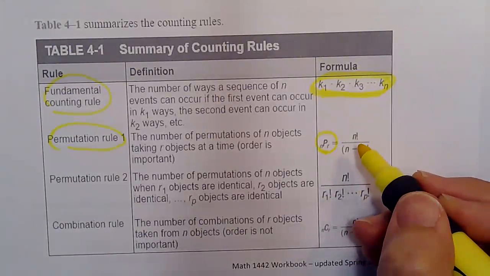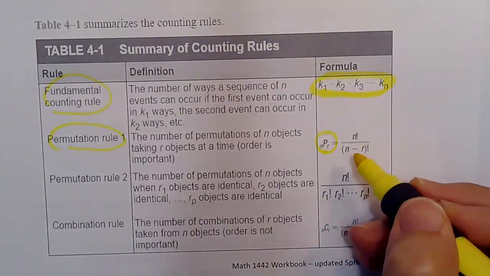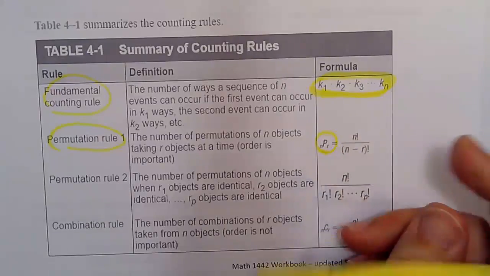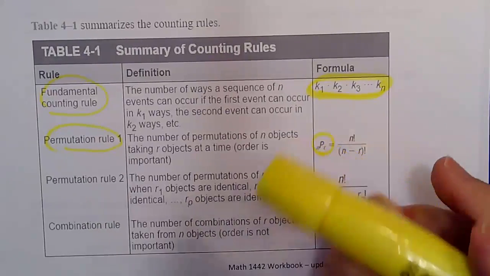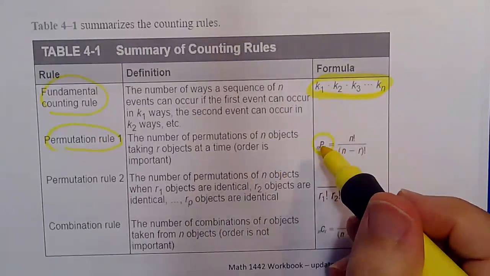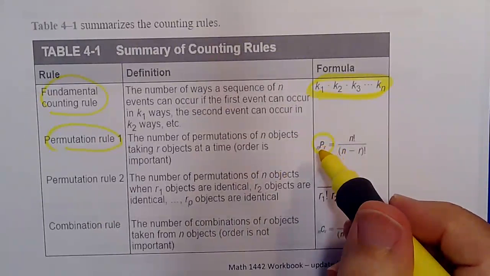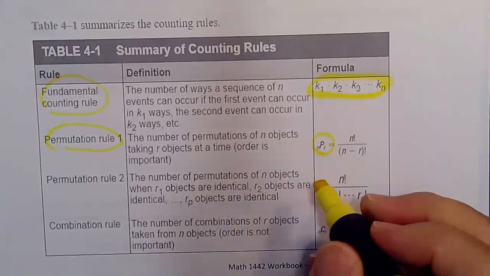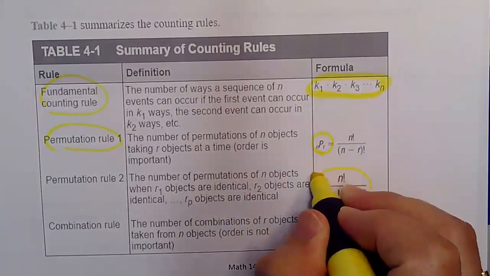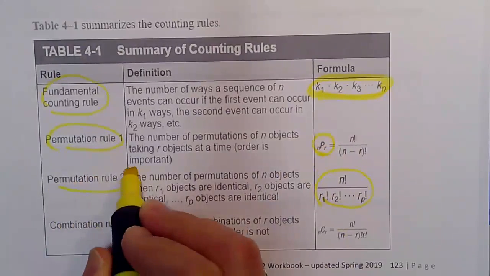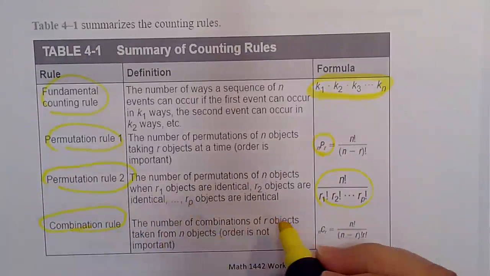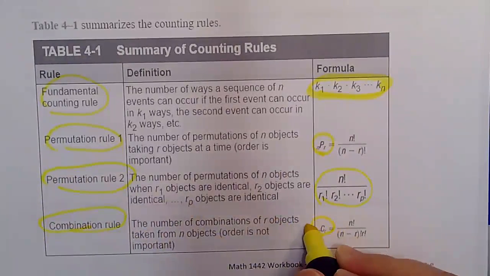The Connect Math videos show how to do this by hand, but you don't have to do it by hand. You have permission to use the calculator for these. You would just need to write the formula here, identify the n and the r, and then use your calculator to get an answer. This is the formula that will be needed for permutation rule number 2. And for the combination rule, this is the formula that we need.